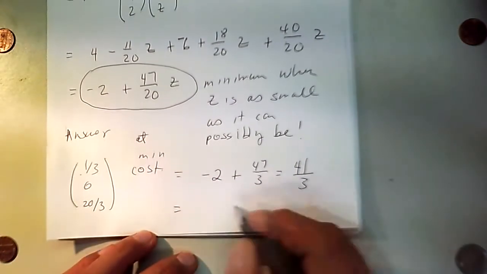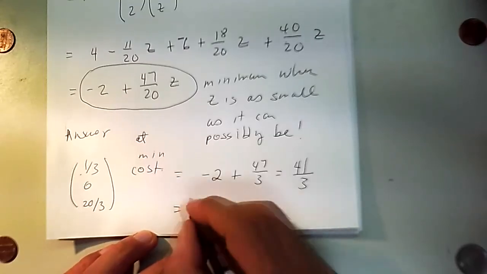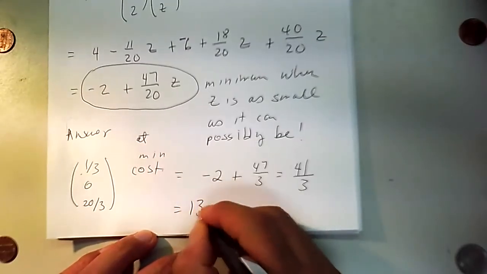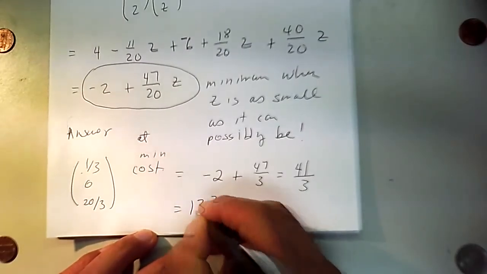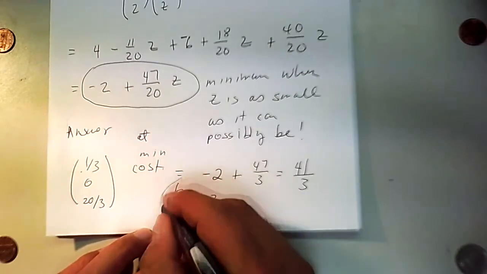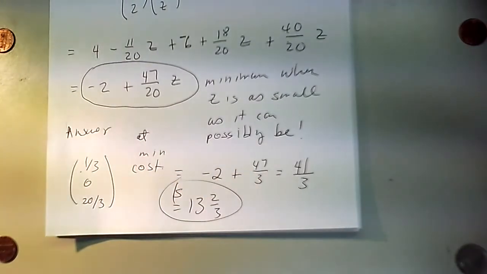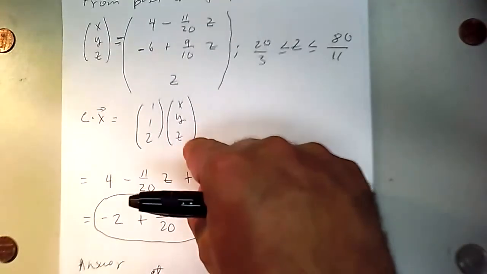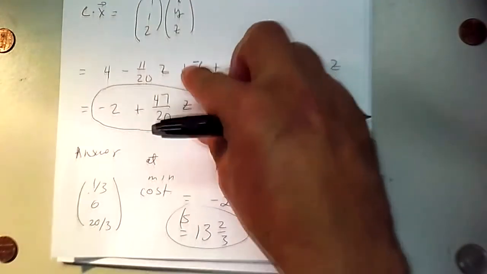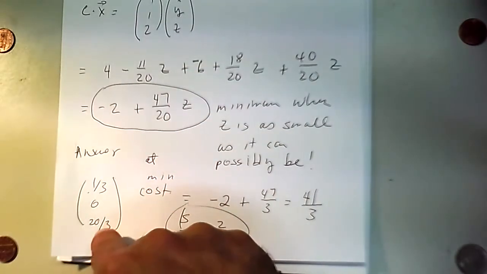So if we divide 39 by 3, we get 13, 13 and 2/3. So our cost went up to $13 and 2/3 of a dollar. So the fact that Z became more expensive did not change our most optimum way of doing this.